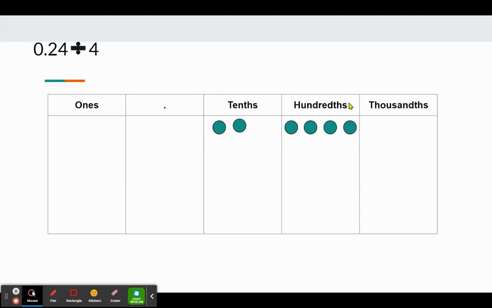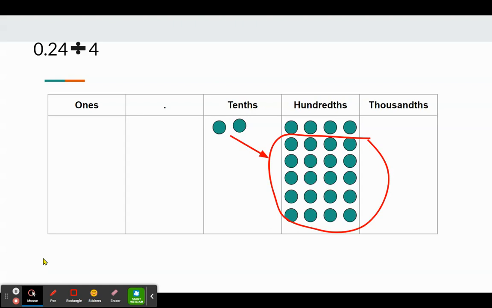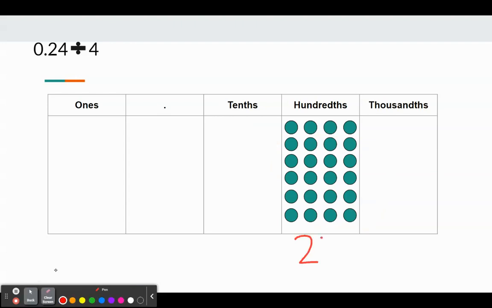Now I'm looking at my tenths and I can see right away that I am not going to be able to divide those 2 tenths into 4 equal groups. So I am going to take those 2 tenths and turn them into 20 hundredths. I'm going to break them apart into 20 hundredths. Now I have 24 hundredths, and I need to divide those 24 hundredths into 4 equal groups.